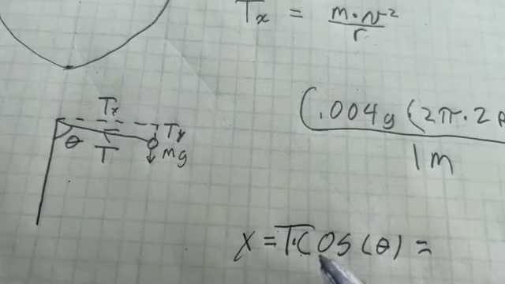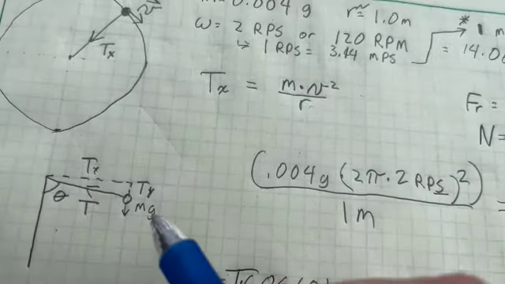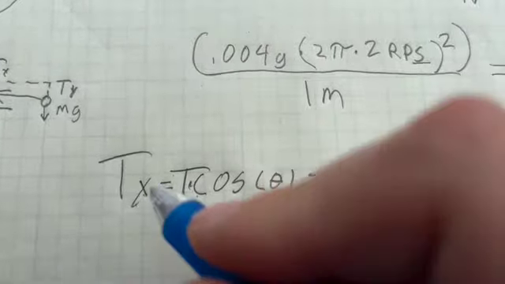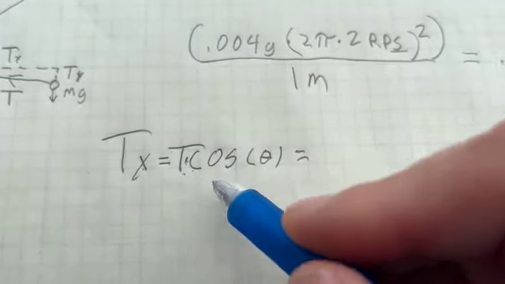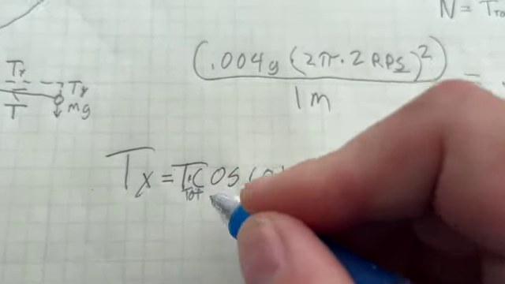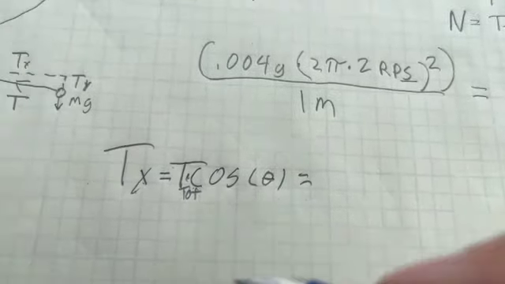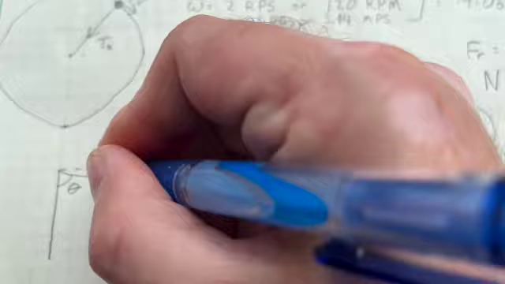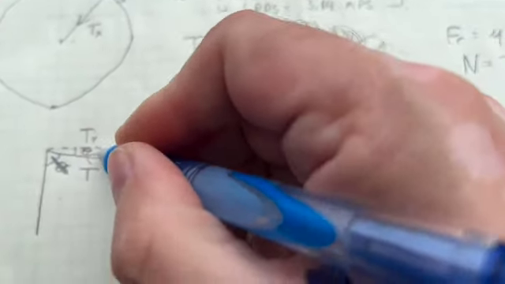So the x value, so Tx equals T total, put a little tot right there, times the cosine of theta. We don't know what theta is, right? And we're going to go ahead and call this theta on the inside. It's not this theta. It's theta on the inside.